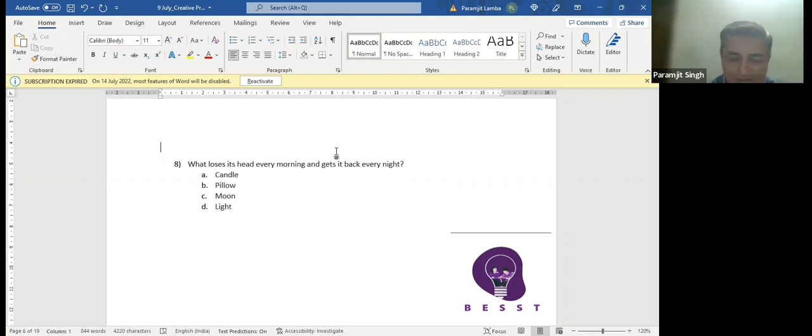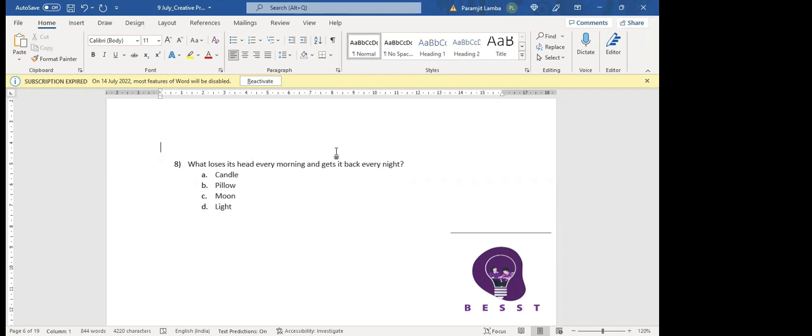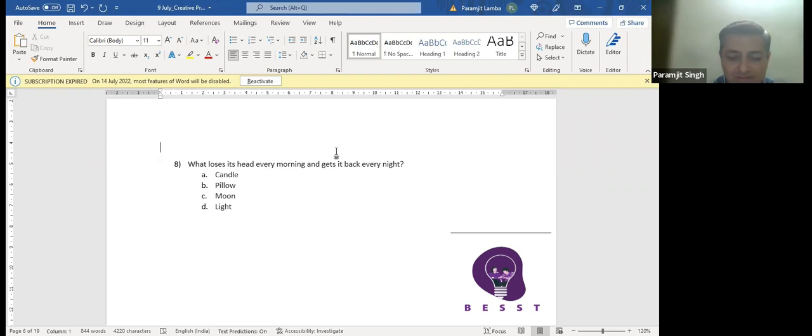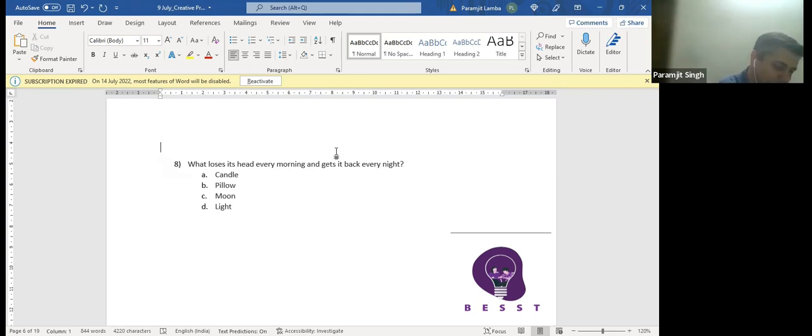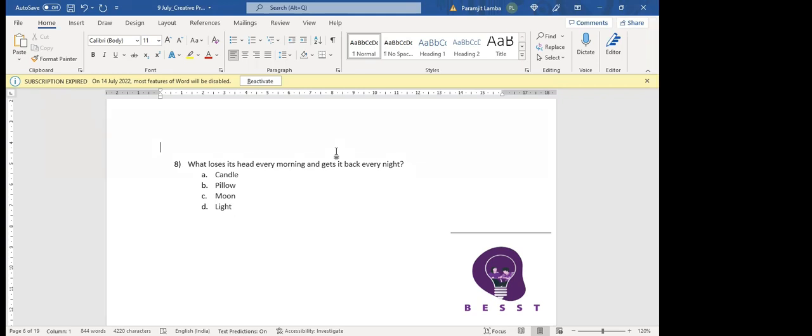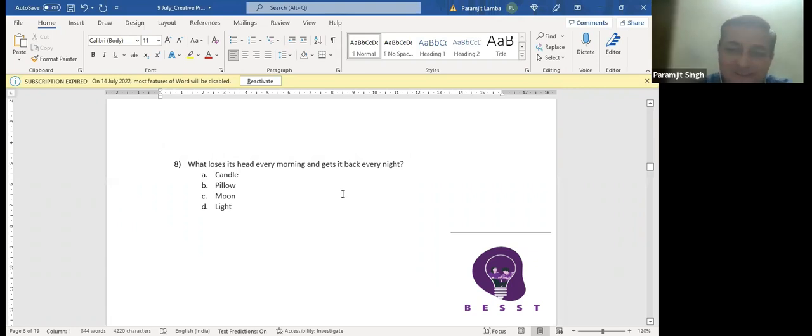Okay, interesting. Falguni, why do you say the moon? Because in the morning, the moon sets, and in the night it comes. So how does the moon lose its head? Because when the moon sets, it diminishes slowly. Like the first half of its structure disappears, then it's full. Yes, so its body is disappearing slowly. Yes, sir. So it won't be the head. It is the pillow, because every night you put a head on the pillow and every morning the pillow loses its head. The answer is pillow.